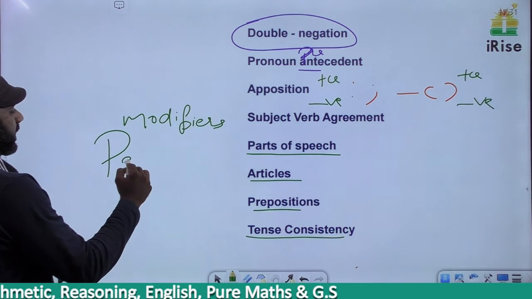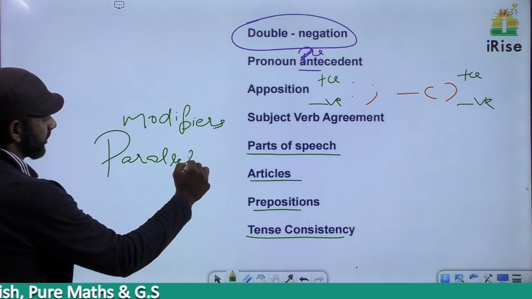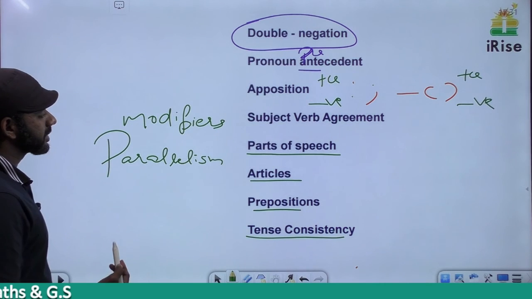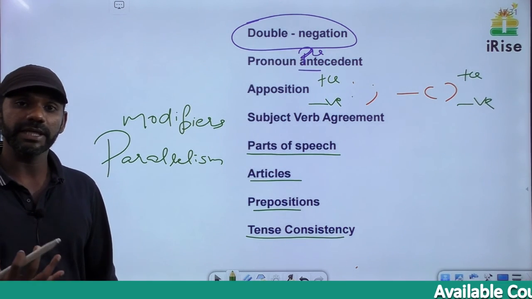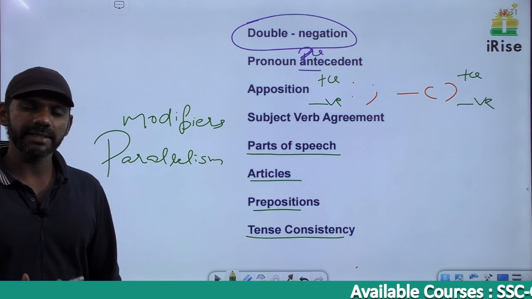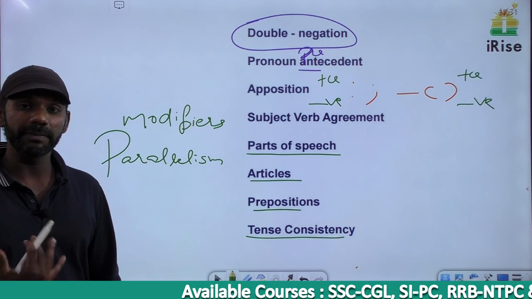Parallelism. In a sentence, there must be parallelism. Parallelism means if there is more than one idea in a sentence, all the ideas must have equal importance. It means all the ideas must be expressed in the same form. Only if they are expressed in the same form will there be parallelism.